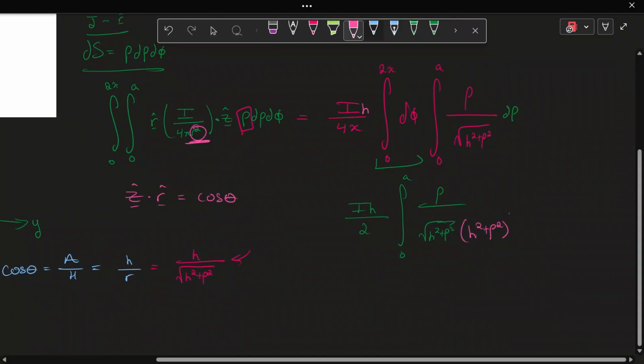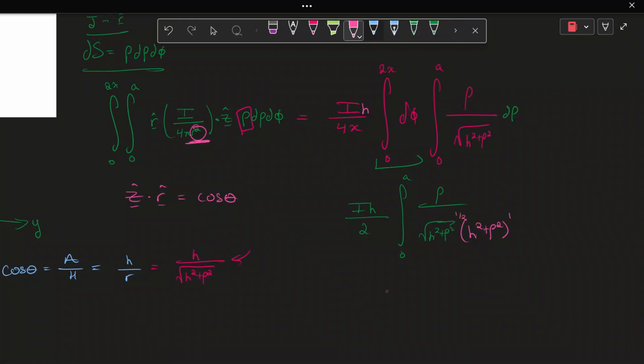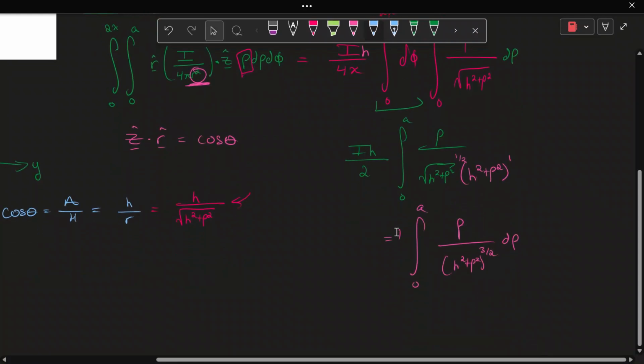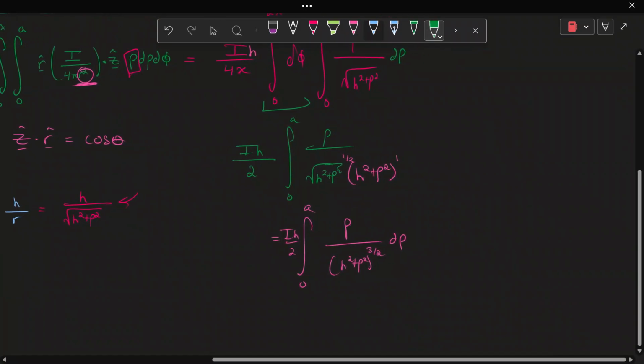Multiplying it using exponential form, this is 1 over 2, and 1 plus 1 over 2 is 3 over 2. So this is really equal to the integral from 0 to a of rho times (h squared plus rho squared) to the power of 3 over 2 d rho, of course times I h over 2. Now this is going to be in your table of integrals. This is something you don't have to memorize.